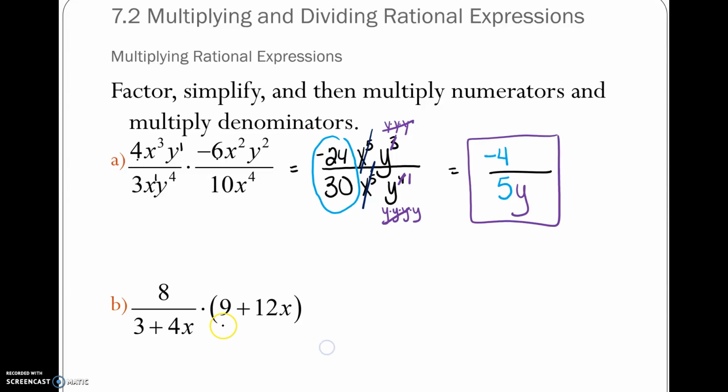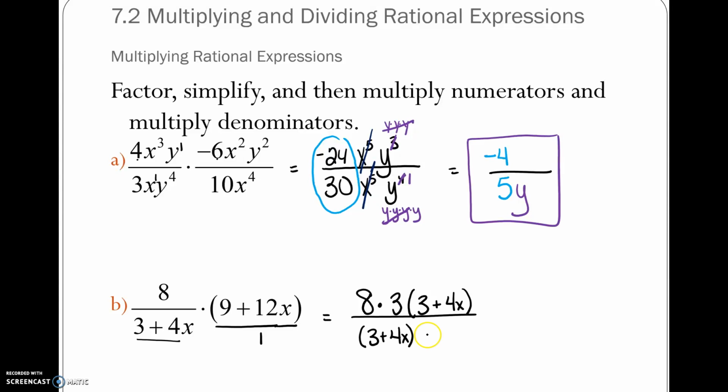Part B. If you see something that isn't a fraction, you can always put that over 1, and then suddenly you have a fraction. This is the factoring type. We've got binomials, we've got things that we could factor. So in the numerator, we've got an 8 from the first fraction. What do 9 and 12x have in common? 3. So we can factor 3 out. 9 divided by 3 is 3. 12x divided by 3 is 4x. On the bottom, we have 3 plus 4x from this first denominator. We also have a times 1. Do we really need the times 1? No.